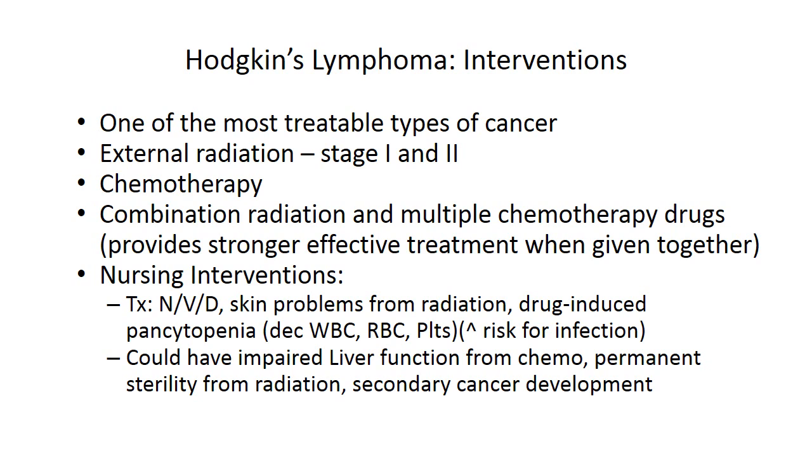And then drug-induced pancytopenia. Pancytopenia refers to decreased red blood cells, decreased white blood cells, and decreased platelets. And we know if a patient is pancytopenic, they are at increased risk for infection. And usually this is a drug-induced effect, and usually from chemotherapy agents. These patients may also have liver function impairment, and that usually is from the chemotherapy, and we do know that radiation can cause permanent sterility and possibly secondary cancer development down the road.